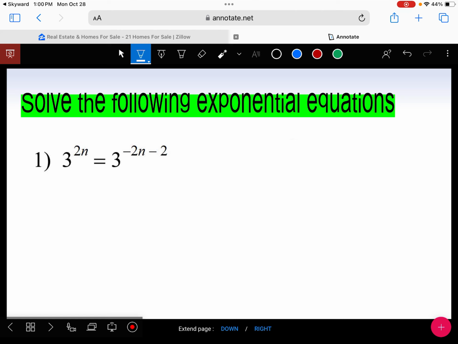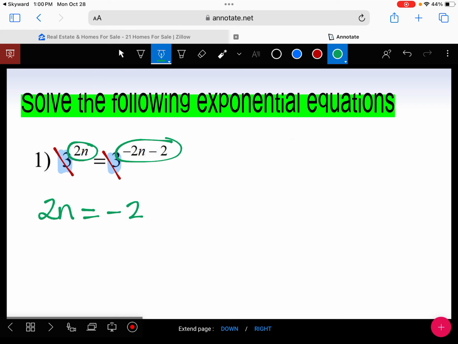We have exponential equations, meaning that the variable is in the exponent. If it has a variable in the exponent, it's called exponential. The base is the base of the exponent. Notice that on both sides, we have a base of 3. Because they're the same, we can just drop them. After we drop them, set our exponents equal to each other. So that would be 2n equals negative 2n minus 2. Go ahead and solve that for n.